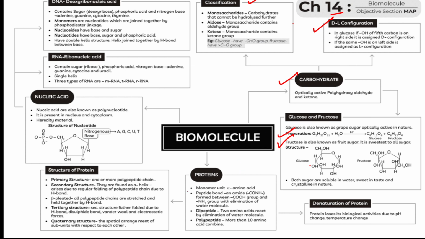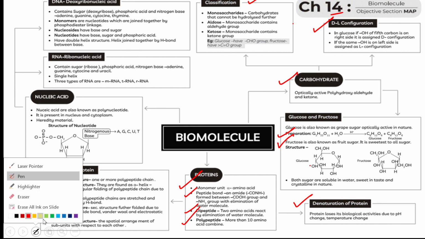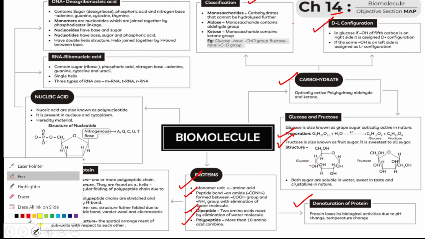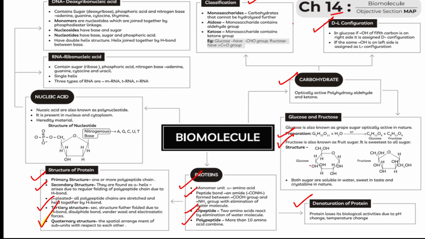Then in proteins, what actually is a protein? What is a peptide bond? What is a dipeptide, a polypeptide? What is meant by denaturation of protein? And along with that, the structures: primary, secondary, tertiary, quaternary, all structures. All structures are done. And then going to the nucleic acids, we have two nucleic acids. One is DNA, one is RNA.